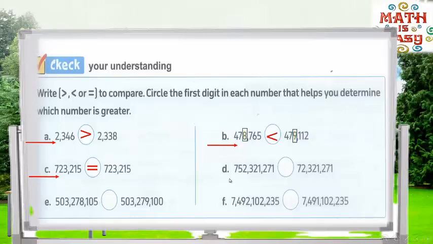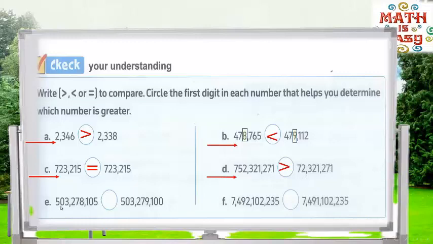Next one, D, we have 1, 2, 3, 4, 5, 6, 7, 8, but here we have 9 digits. The number that has 9 digits is more than the number that has 8 digits. So the first number is bigger.